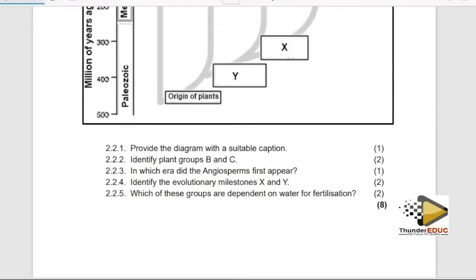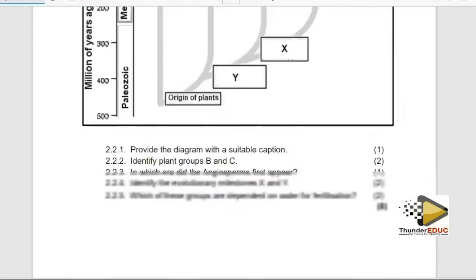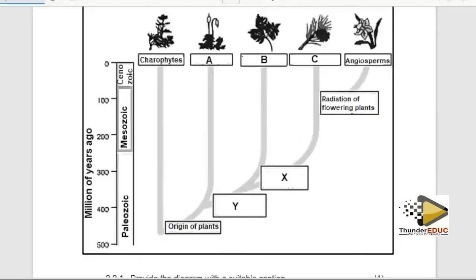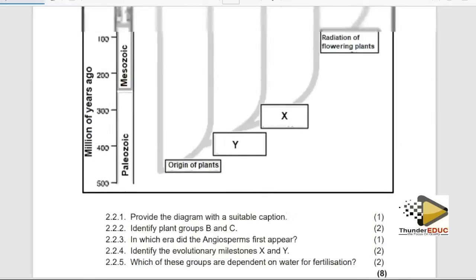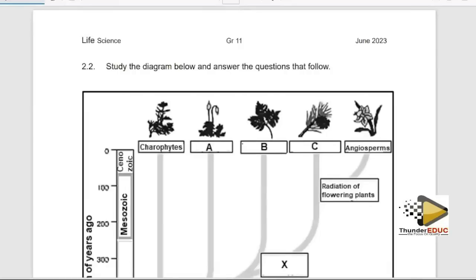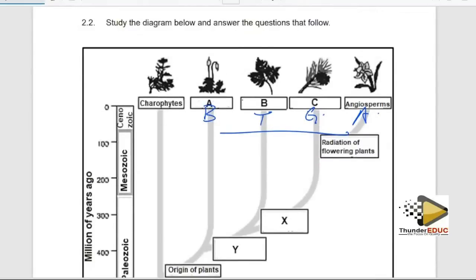Identify the plant groups B and C. How do you call that? So B is, remember, bryophyte, then pteridophyte, then gymnosperm, then angiosperm. Yes. So they are looking for B and C. So it is pteridophyte, and then gymnosperm.